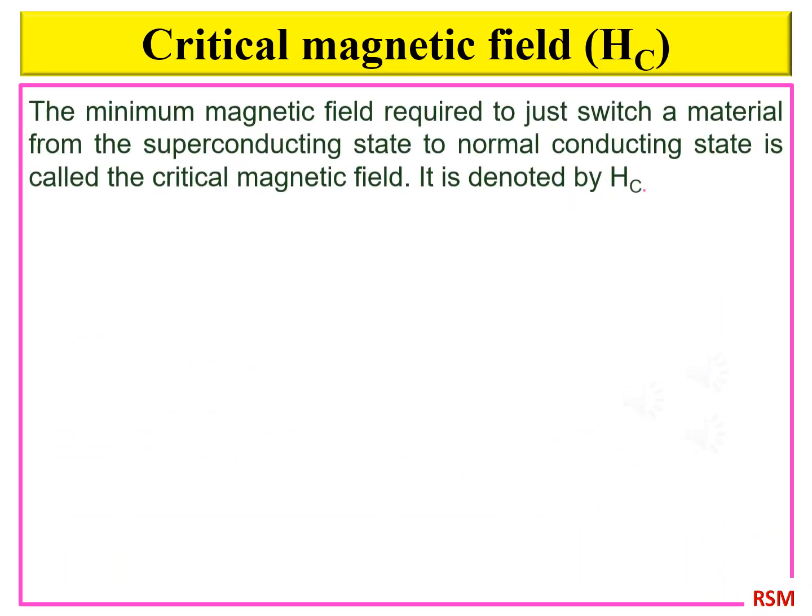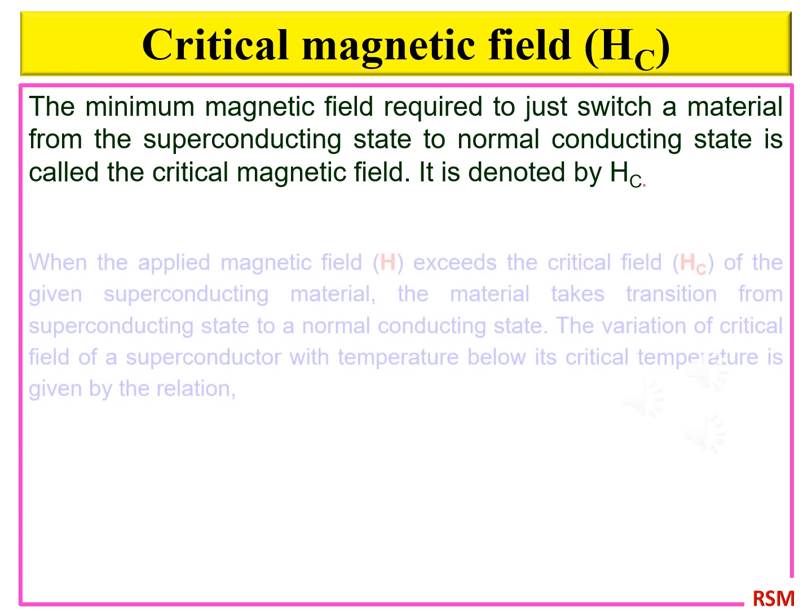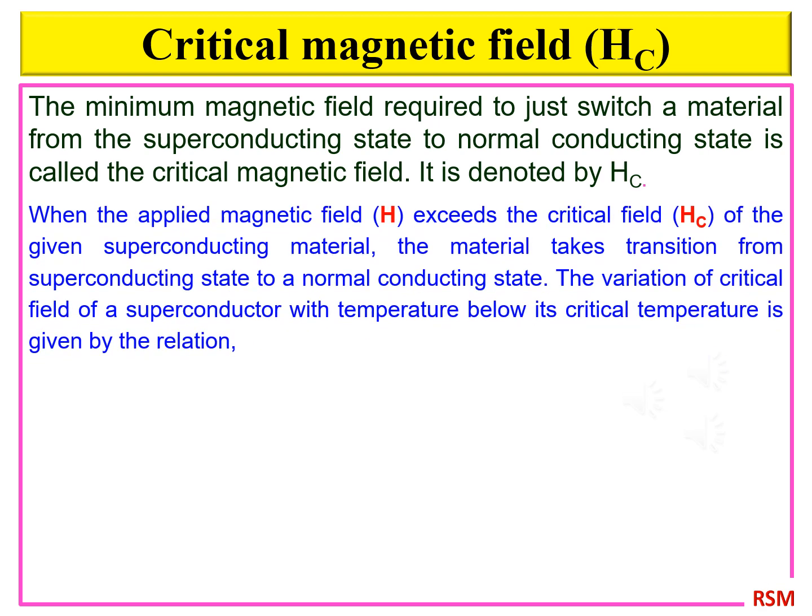The minimum magnetic field required to just switch a material from the superconducting state to normal conducting state is called the critical magnetic field. It is denoted by Hc. When the applied magnetic field exceeds the critical field of the given superconducting material, the material takes transition from a superconducting state to a normal conducting state.